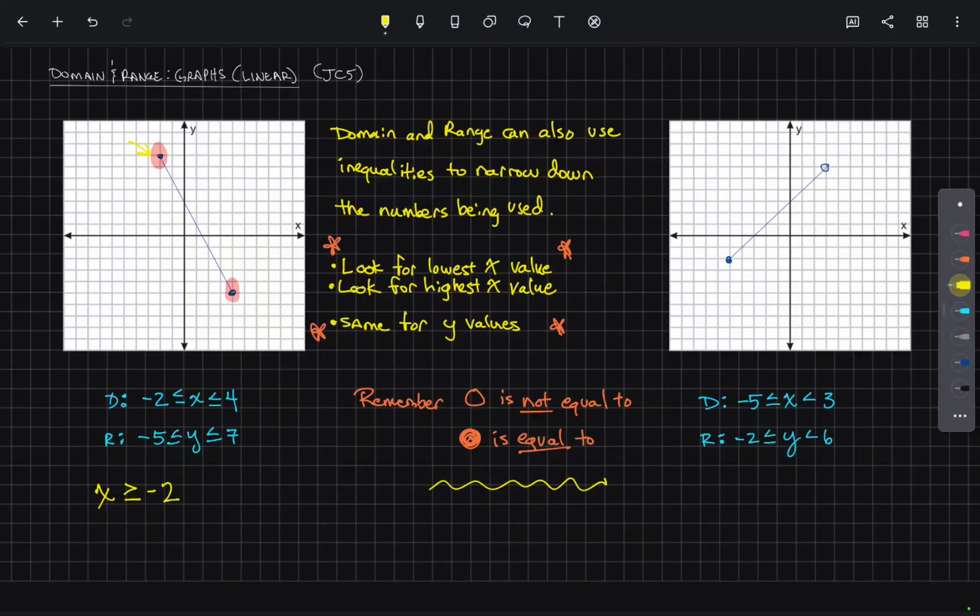Then you can look for the highest x value. The highest x value you can see would be on the far right down there in the corner. That would be at +4. So that is a closed circle, so it's going to be or equal to. And we know that all the points on the line lie to the left of that until we reach the other point. To the left of that filled in point is going to mean less than. So x can also be less than or equal to +4.